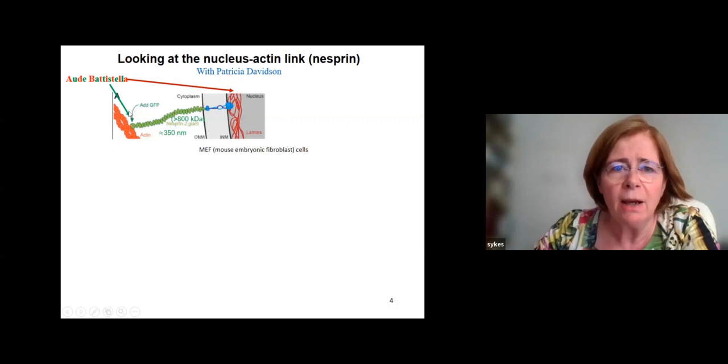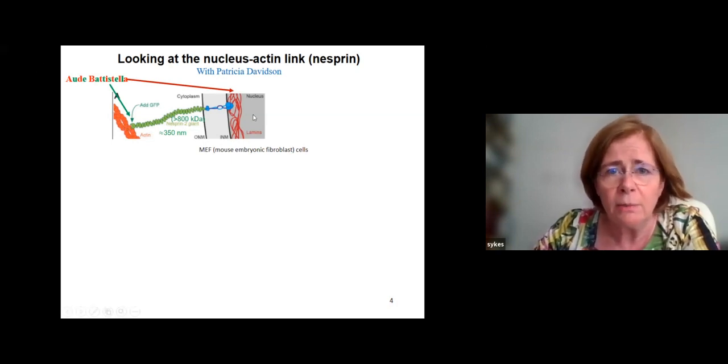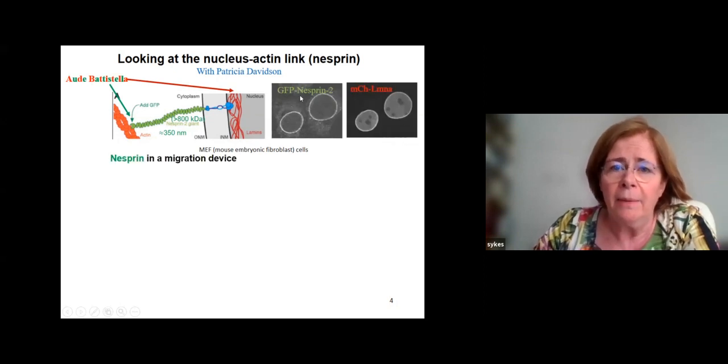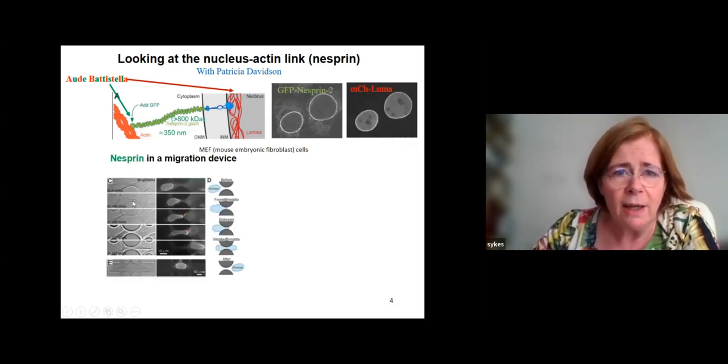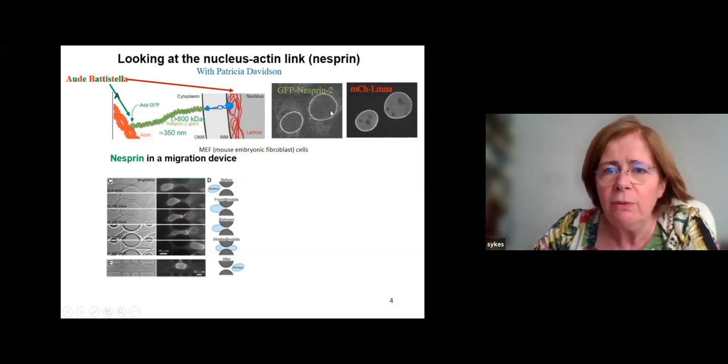We mark the end of this nesprin here. This link that links the actin to the lamin is a very, very long protein. It's a very heavy protein. It's about 350 nanometers once it's stretched. So we could again mark both ends of this link. What we saw was that if we put our cells in a migrating device, nesprin, this fluorophore here, appears at the front of the nucleus, which means that whereas nesprins are distributed all around the nucleus before you put them in this device, during the motility, nesprins go to the front.